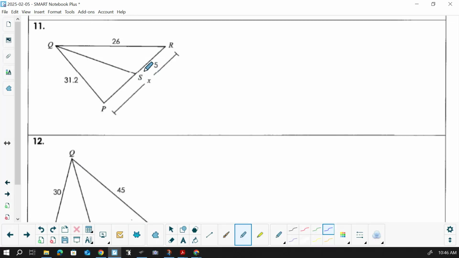11. All right. Ooh, now this is tricky. So if this is 5, now think about how we did it before. We took the whole thing minus this part makes this part. So this side right here would be the whole thing, which is x, minus the part that we know, minus 5. That's how you do that.